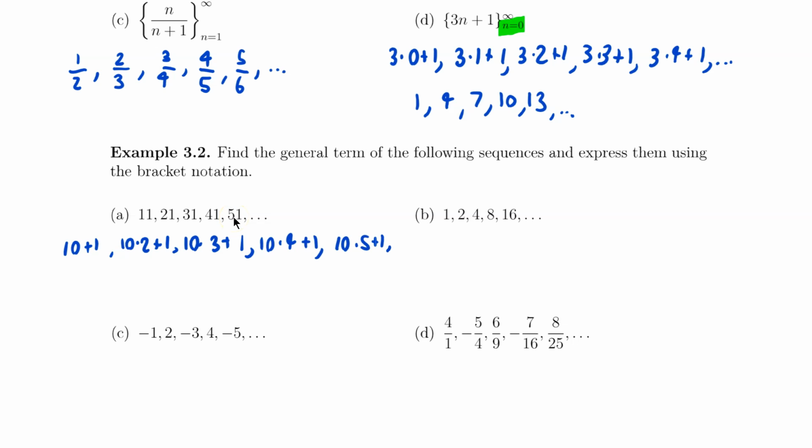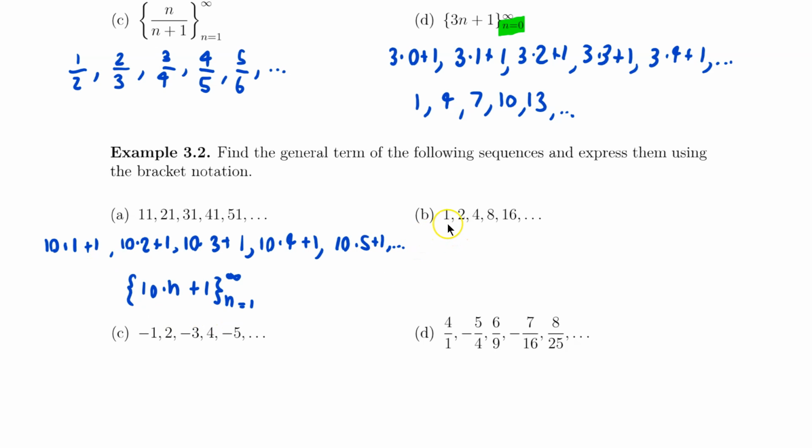We can see that the pattern here is probably just 10 times whatever number that is, and then plus 1. So the general term for this sequence is going to be just 10 times n plus 1, where my n starts from 1 and goes all the way to infinity. So notice how the first 10 here is just 10 times 1, by the way. Okay, so here we go.